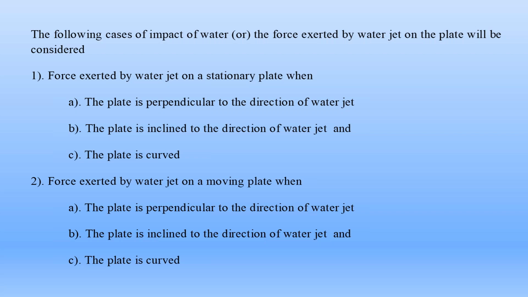Then when the metal plate is in moving condition, again we have the same three conditions. The metal plate is a flat plate perpendicular to the direction of the water jet. Second, the metal plate is a flat plate inclined to the direction of the water jet. Third, the metal plate is a curved metal plate.